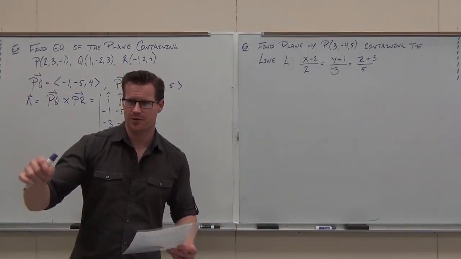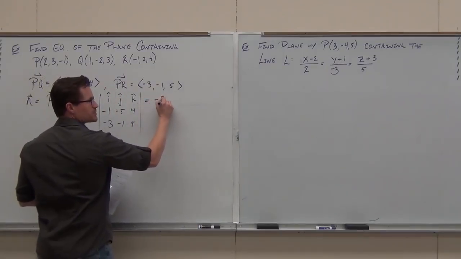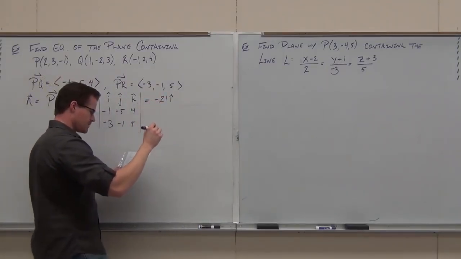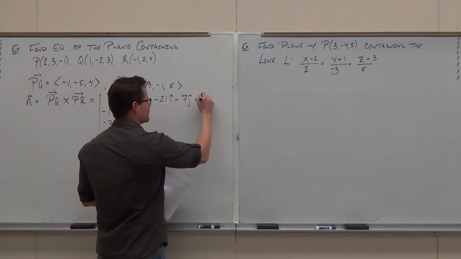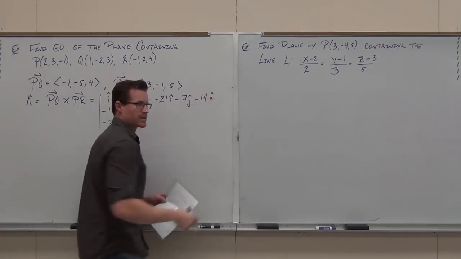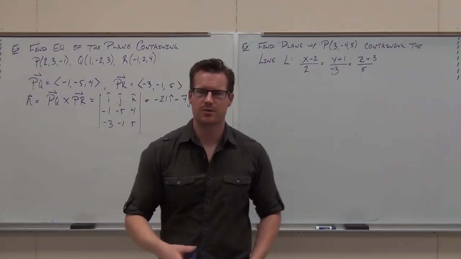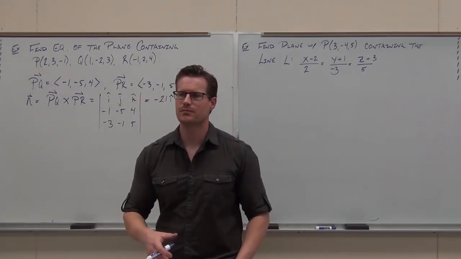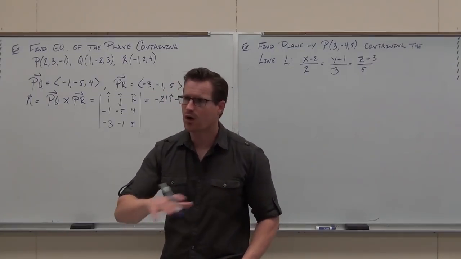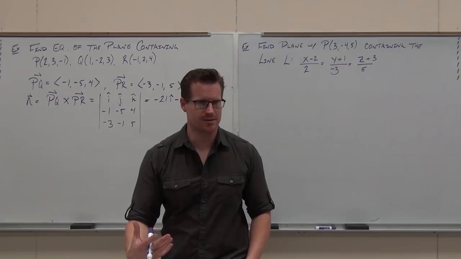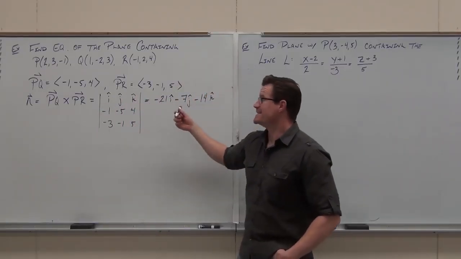So do y'all feel comfortable on finding the cross product? Yes. Okay, what I got out of this was negative 21i minus 7j minus 14k. Did you get the same thing? Yes. I mentioned something earlier. You can manipulate your vectors as long as they don't deal with a distance. This doesn't deal with a distance. It's just a direction.